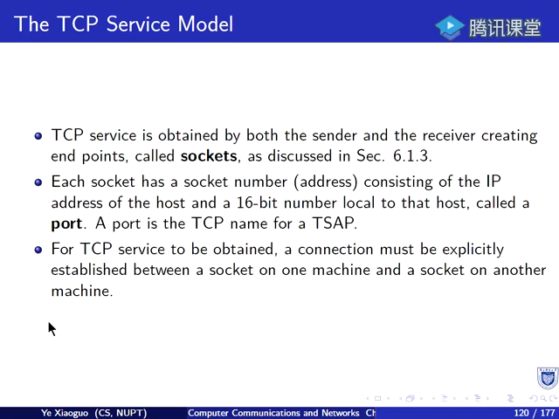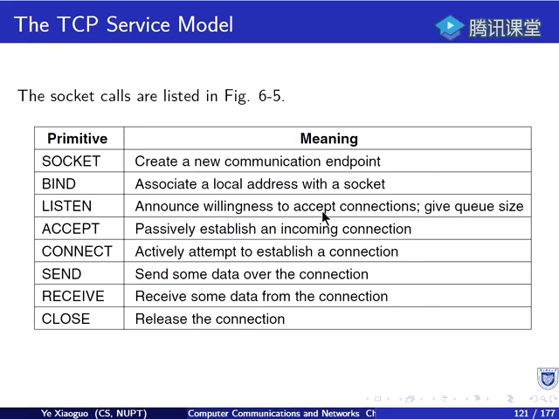A port is the TCP name for a service access point. For TCP service to be obtained, a connection must be explicitly established between a socket on one machine and a socket on another machine. Here, this figure lists some important primitives such as socket, bind, listen, accept, connect, send, receive, and close. This is the backbone of the socket.